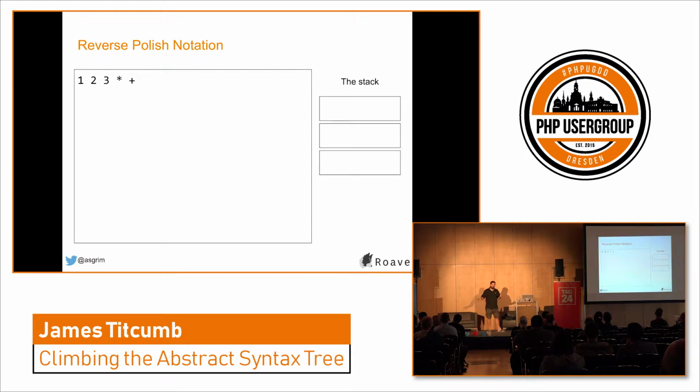So the stack on the right-hand side there for you. The first item is a value, so we put it on the stack. The second item is a value, so we put it on the stack. The third item is a value, so we put it on the stack, okay?